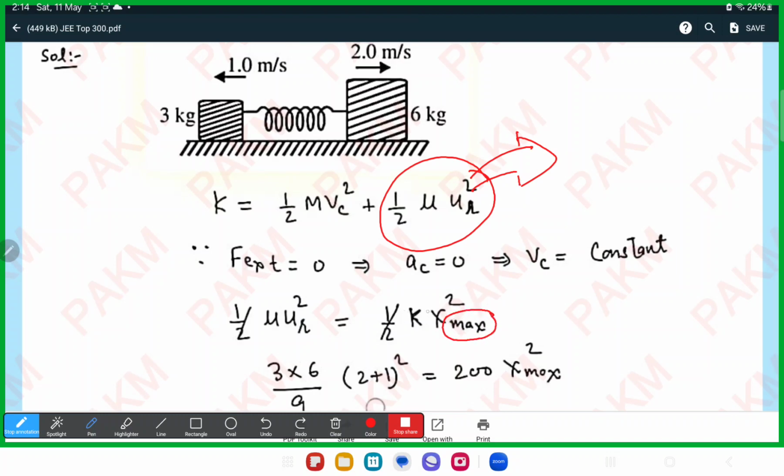Half k x square max means once the relative velocity is going to be zero, it will be at maximum extension. When the relative velocity is zero, we can get the maximum extension.